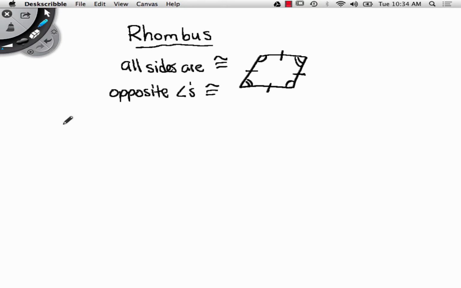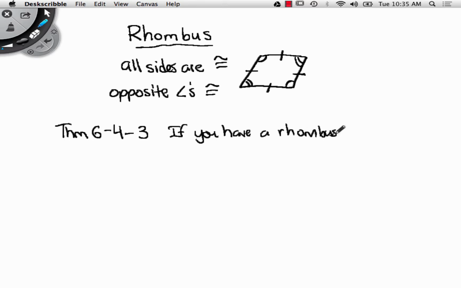So if you look at theorem 643, that doesn't say a whole lot. It just basically says if you have a rhombus, then you have a what? Parallelogram. So now you know that if you have a rhombus, you definitely have a parallelogram. And any of the theorems or properties that dealt with parallelograms also apply to rhombi at the same time.